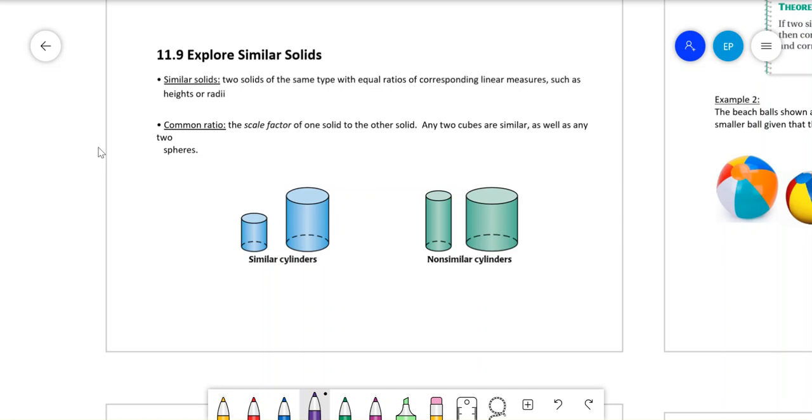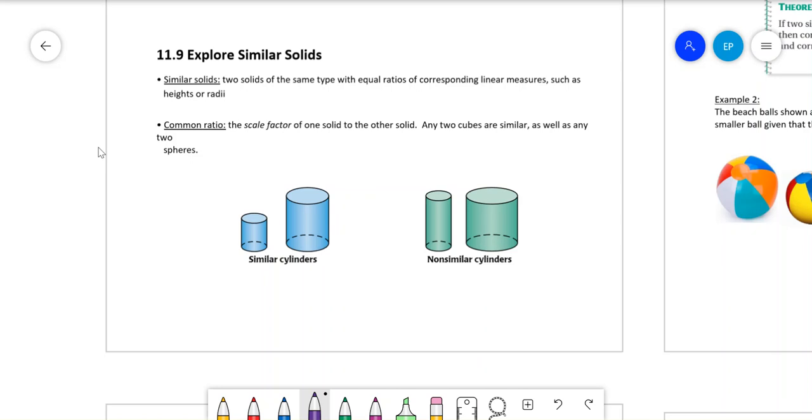There it is. So 11.9 is explore similar solids. Similar solids are two solids of the same type with equal ratios of corresponding linear measures, such as height or radii. This is the common ratio, or the scale factor, of one solid to another solid. Any two cubes are similar, as well as any two spheres.